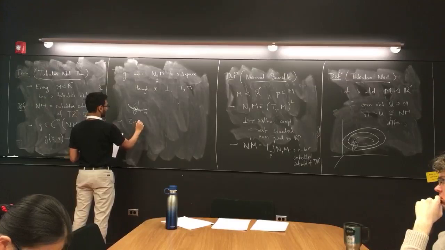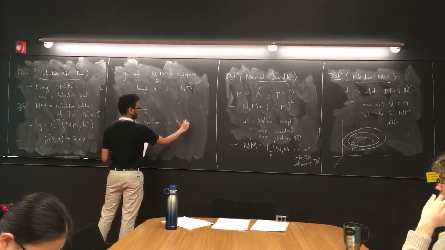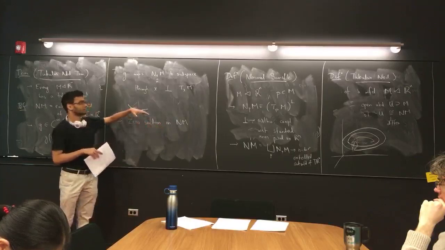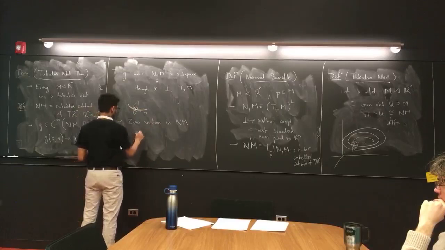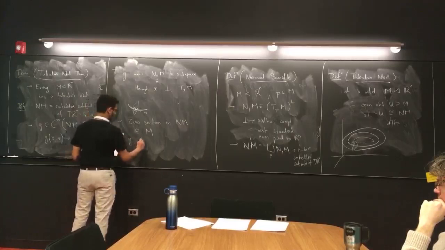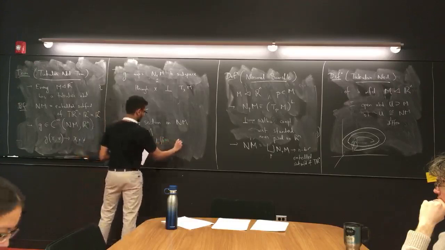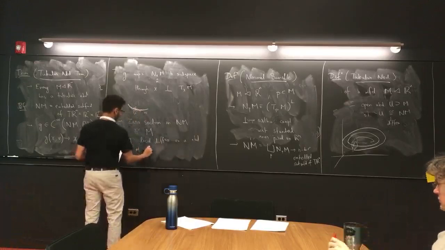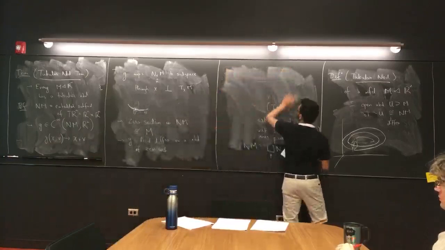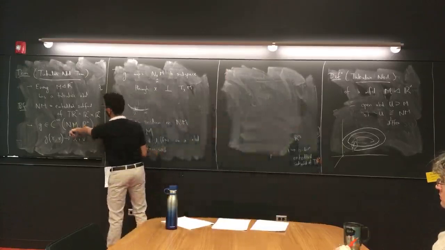Now, the zero section in NM, which is the section that maps every point to the null fiber in the normal space at that point. We saw last time that this is diffeomorphic to the manifold itself. Secondly, using this fact, g can be shown to be a local diffeomorphism on a neighborhood of the zero section. Local diffeomorphism of NM onto a neighborhood of the zero section.